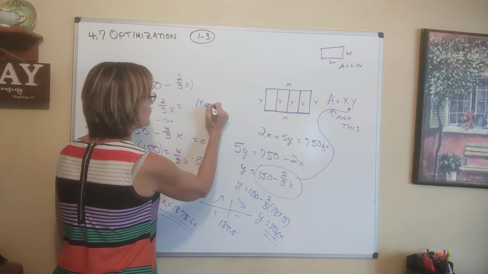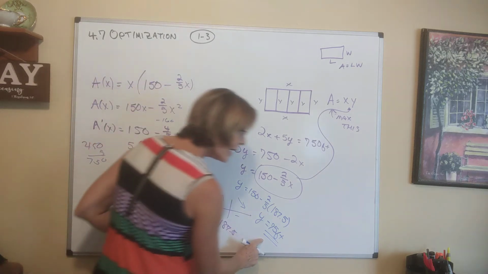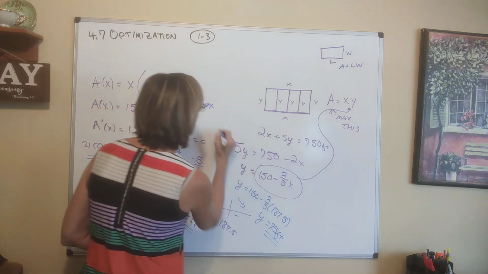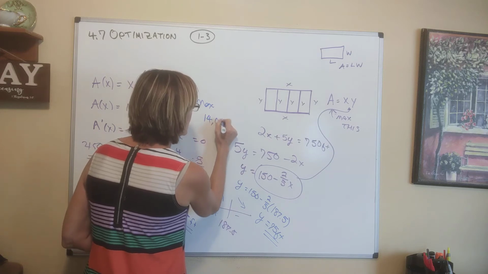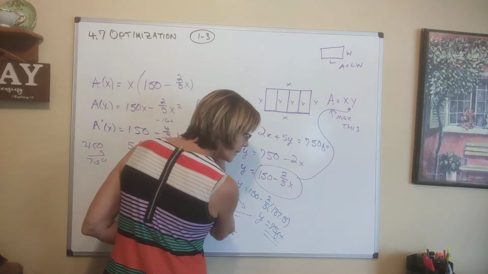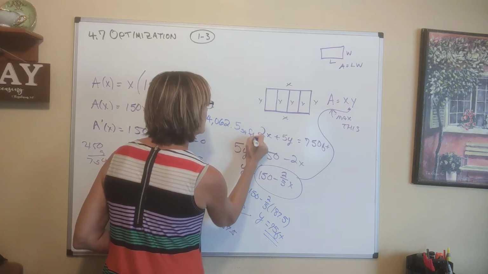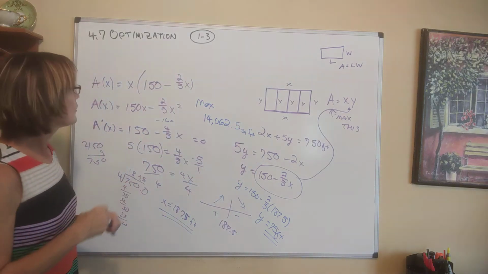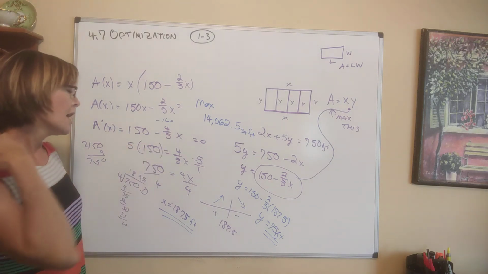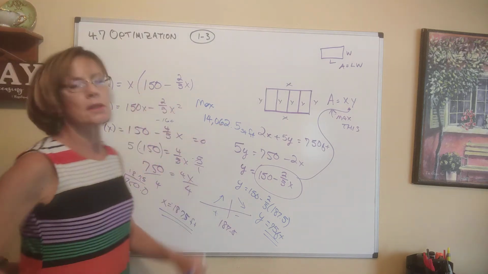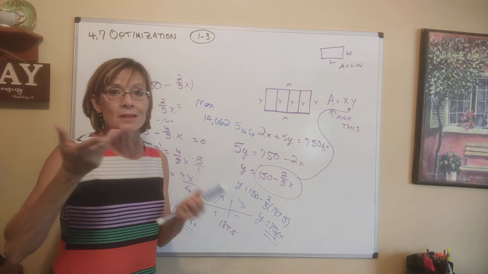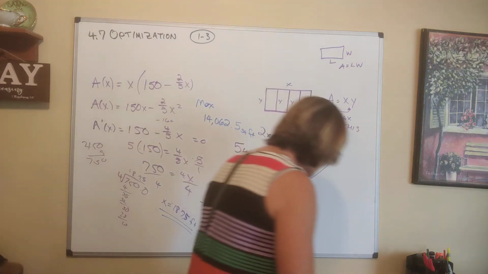The max area would be x times y. And so I already did this. It's 14,062.5 square feet. And so that would maximize the area of that pen. I did this completely opposite than I did the other way, but you get the same numbers. It doesn't matter. Let's do number 3.